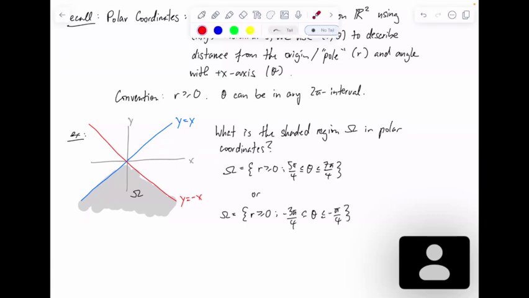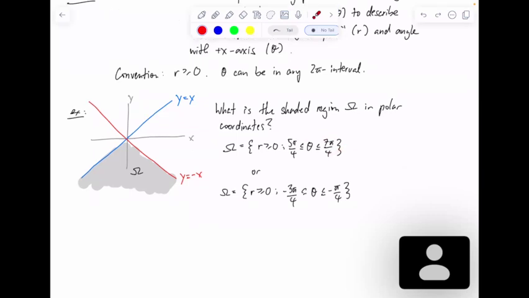And actually, you could also continue on. You could choose any 2 pi interval. Let's say from 2 pi to 4 pi. You could also decide to count your angle that way, and that gives you a valid region for theta as well. But these are the 2 most common ways of describing this region.